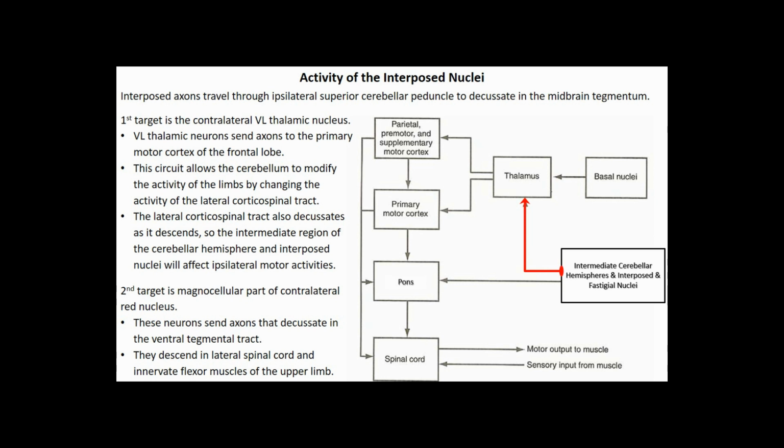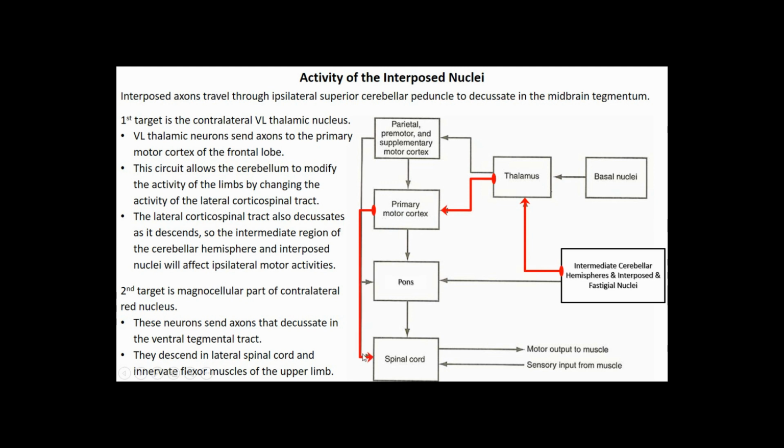It's going to synapse with neurons in the VL, ventrolateral thalamic nuclei, which will then send their axons to the primary motor cortex. Now, we're simplifying this a bit, but I think it works out, because what we're trying to do here is modulate and change existing motor activity. So to do that, we have to compare those inputs we got from the pons about intended motor activity to what's actually happening, and then make some changes.